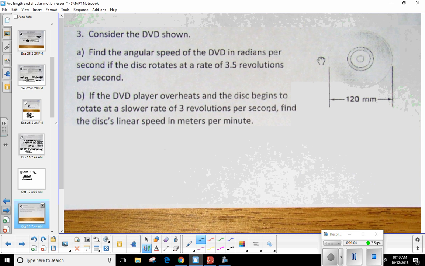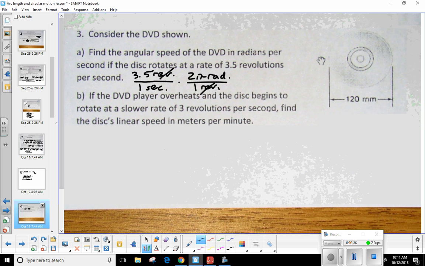Yeah, we always want to start with the revolutions per time. So here we have 3.5 revolutions per second. Now again, we like our angular velocity to be in radians. So what's that same fraction we're going to see over and over again? 2 pi radians over 1 revolution. That's exactly right. See, now my revolutions are going to cancel, and I've got radians per second.